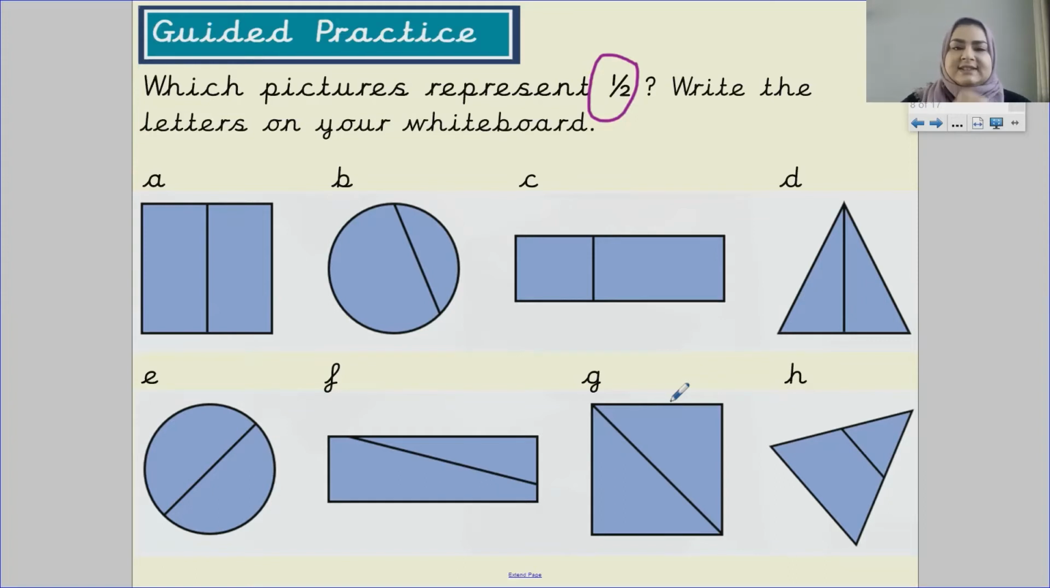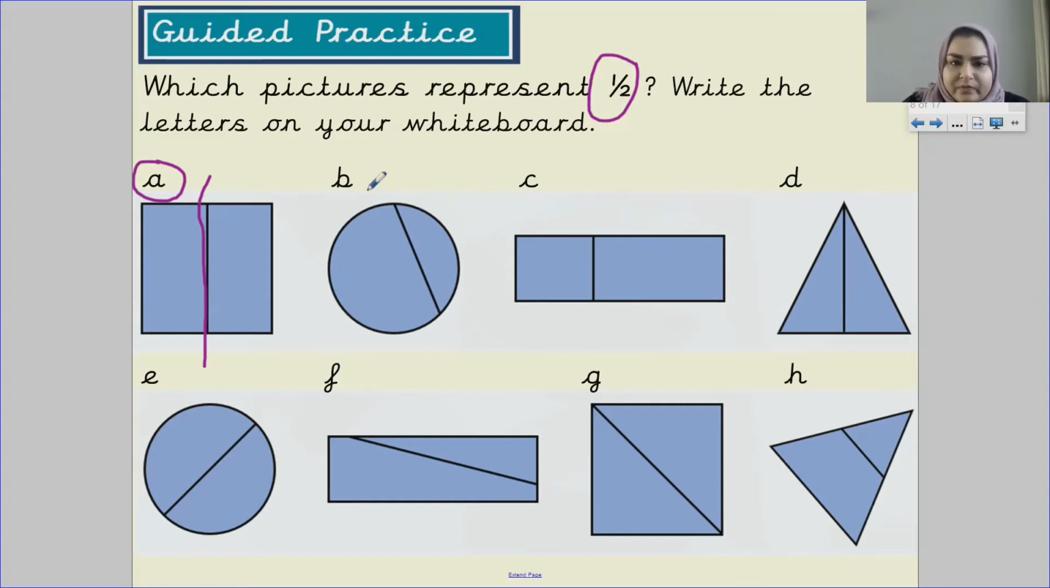All right, fantastic. So if I look at shape A, I can see a square. And the square has a line right down the middle of the shape. And each part is equal. And because each part is equal, that means that represents a half. When you have a half, half means same. So half means equal and it means the same. So each side has to be the same. It has to be an equal part.